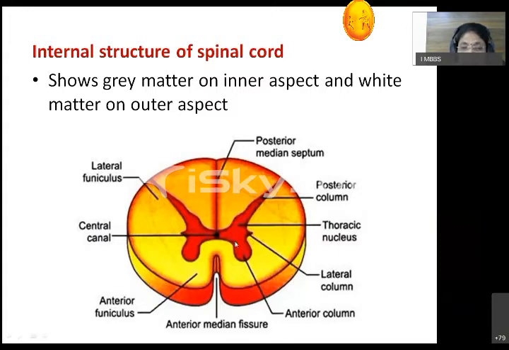But in the thoracic region and upper lumbar segments, there is a lateral horn or lateral column, which is nothing but a projection of gray matter laterally between the posterior and anterior horns, opposite to the transverse gray commissure. This is the lateral horn or lateral column. So there are three horns: posterior horn, lateral horn, and anterior horn.